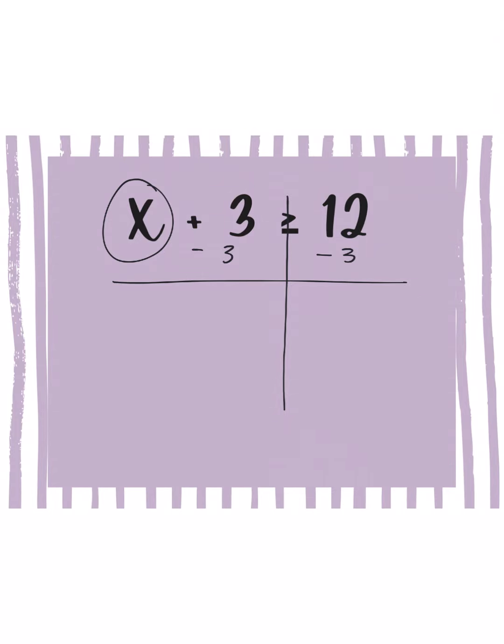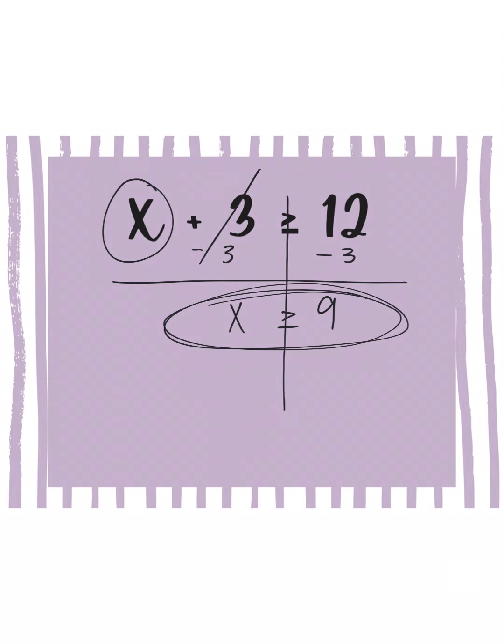What I'm looking for here is that I'm getting a 0. Positive 3 minus 3 does give me a 0, which leaves me with only the x on the left-hand side. That's a good thing. I'll bring down my symbol, and then 12 minus 3 leaves me with 9. Now, this is my solution to an inequality.